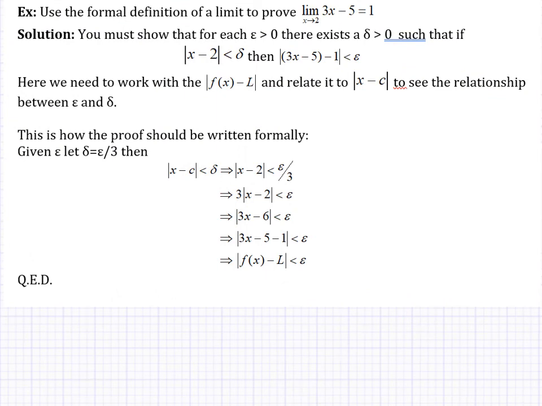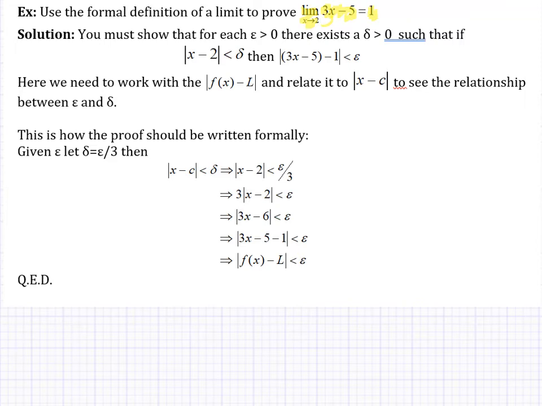So here's an example of a fairly simple use of that definition to prove a limit. Here's the limit as x approaches 2 of 3x minus 5, and that limit equals 1. Why? It's because this is one of those ones you could just plug 2 in. You plug 2 right in for x, you get 6 minus 5 is 1, because the function value and the limiting value are the same.